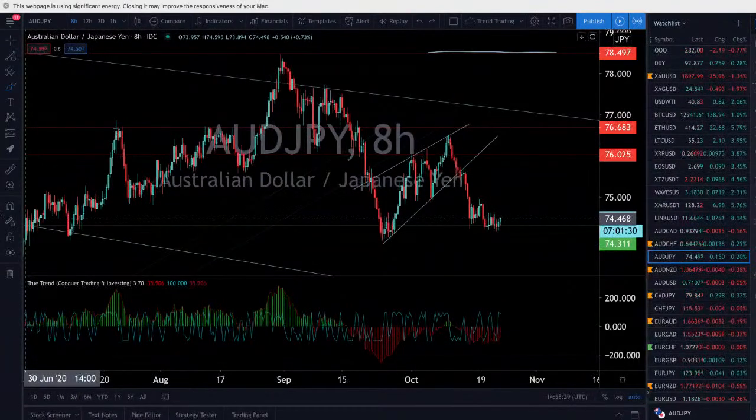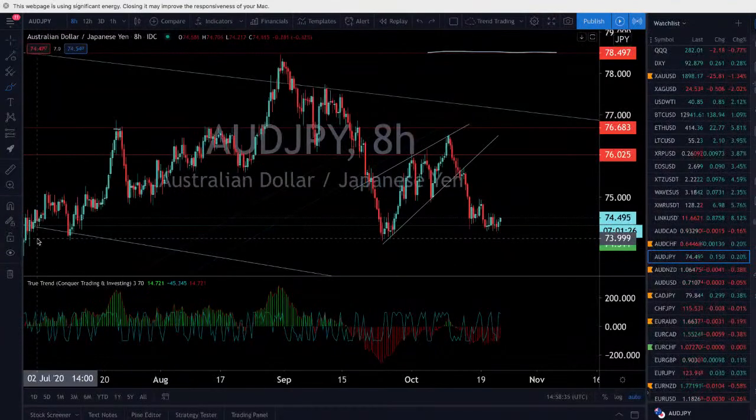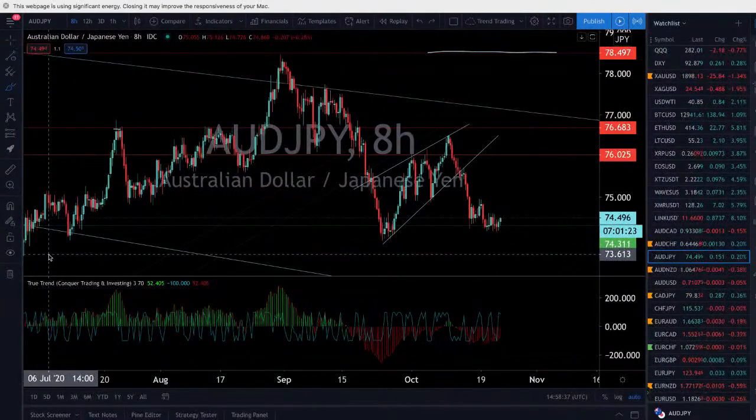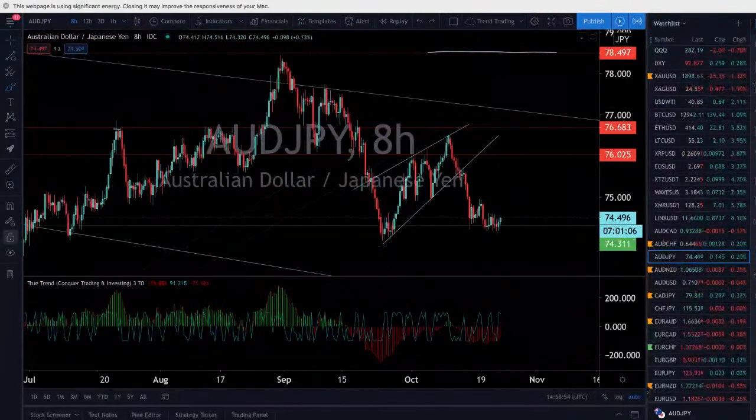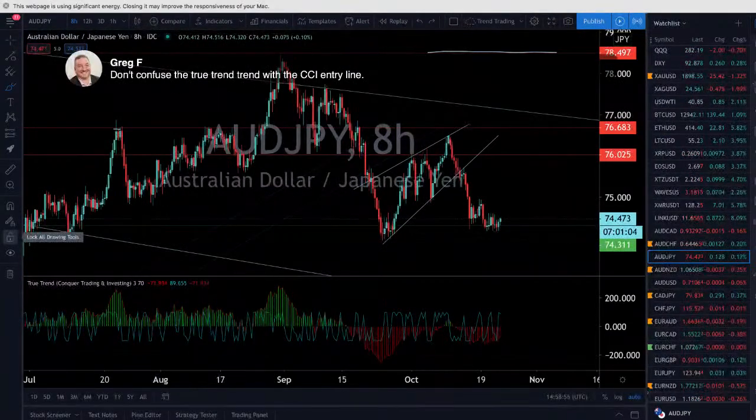Okay, one answered. I had too much weight. So Danny, a little bit of clarification here. Clarification is so important, by the way. I had too much weight at the true trend for decision making. Price levels over true trend. And Danny, by the way, huge progress is made in those type of fine tunings. Don't confuse the true trend with the CCI entry line.